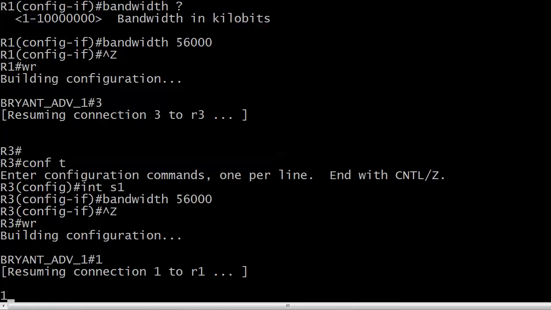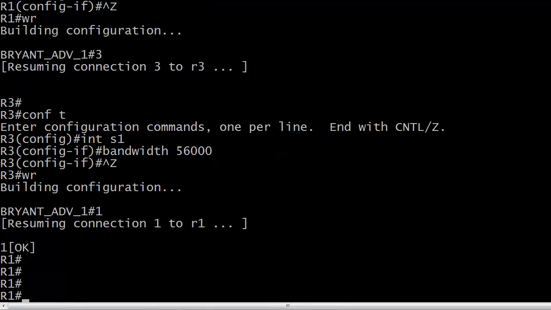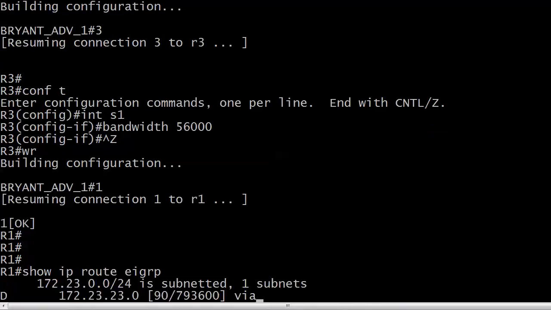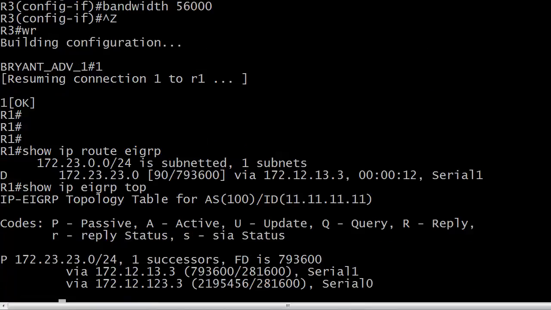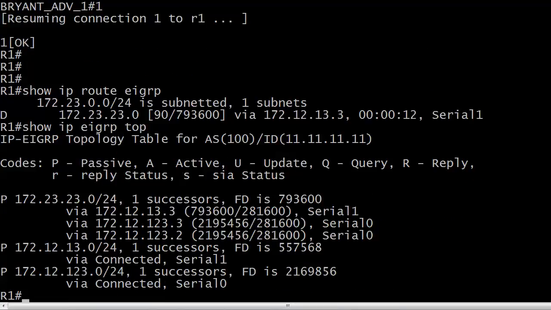And we'll go back up to router 1 and take a look at the routing table. Any second now, there we go. You can see now that it's only using one path to get to 172.23.23.0, and that is actually what we know is the slowest route. It's the direct link between routers 1 and 3. If we run show ip eigrp topology, we'll see why, because its metric would be so much lower, 793,600, and it would be much lower than that of the path through the frame.